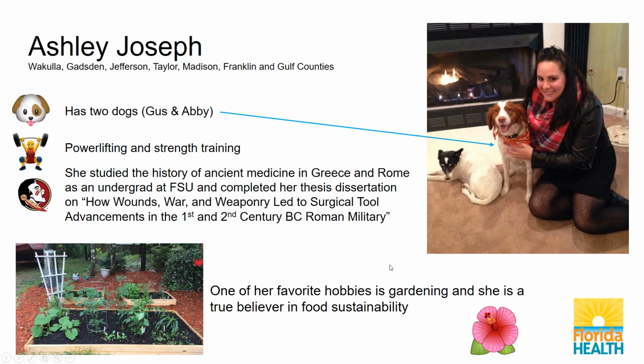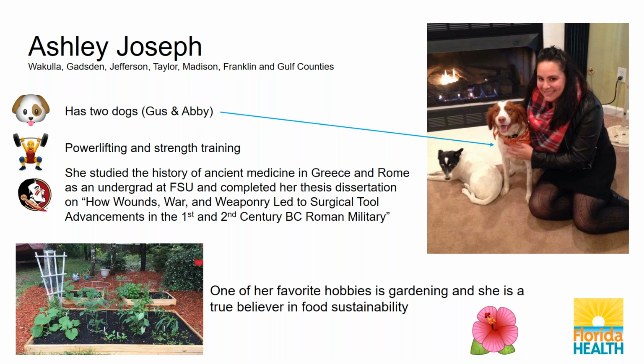So that's intense. I'm sure she could definitely have a really good conversation about that. And then one of her favorite hobbies is gardening, and she's a true believer in food sustainability. So I have 3 dogs, and I'm able to take care of them very well, but I have never been able to keep a plant alive. Every plant I've ever had has died, even the bamboo plant that was a gift. So that's definitely a skill, Ashley, and thank you so much for sharing with us.